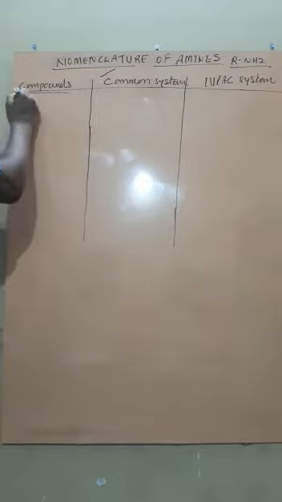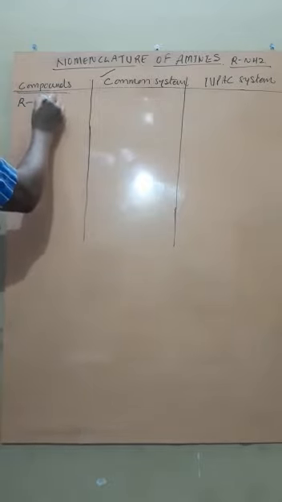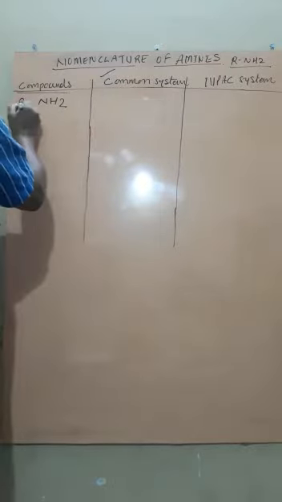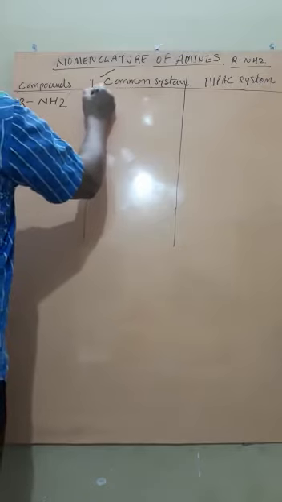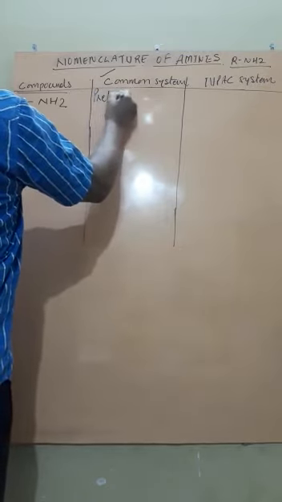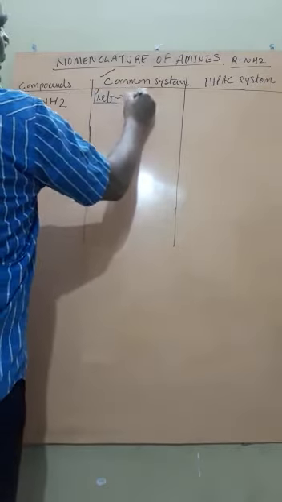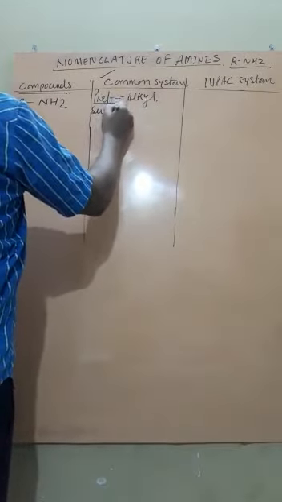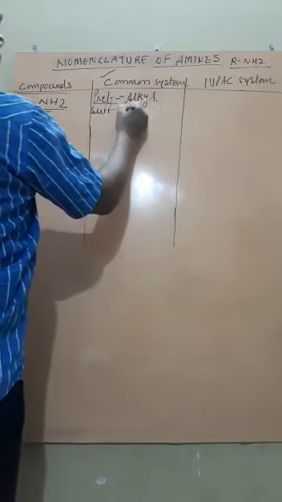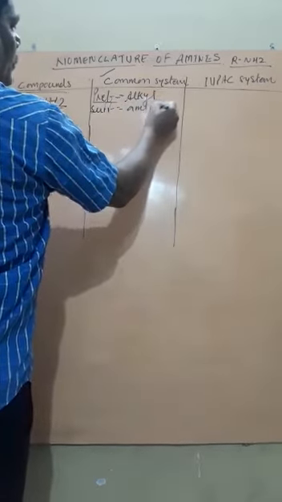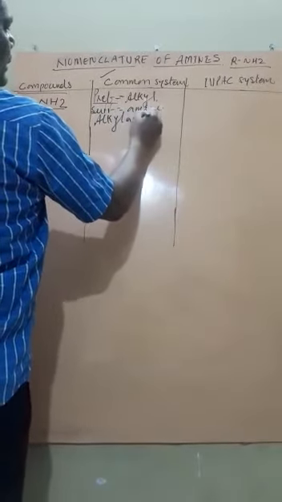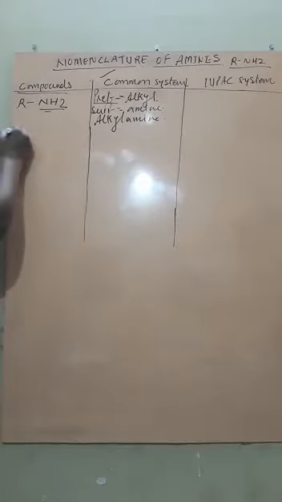So, the compound we write is RNH2. Here in the common system, R is considered as the prefix, which becomes what? Alkyl. And the suffix is called what? Amine. So the overall name becomes what? Alkyl amine.